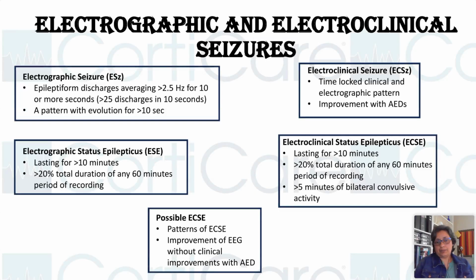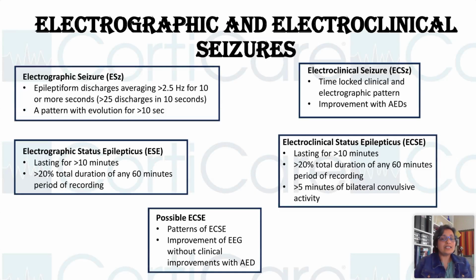Electroclinical status epilepticus is something that is lasting for 10 minutes. Again, 12 minutes of a 60-minute record is of those clinical events. And there is more than 5 minutes of bilateral convulsive activity. So out of 10 minutes, if the patient is convulsing for 5 minutes or more, that is going to be categorized as electroclinical status epilepticus.